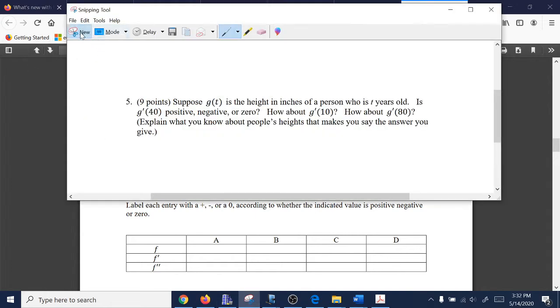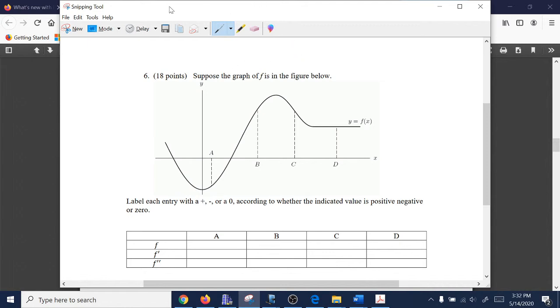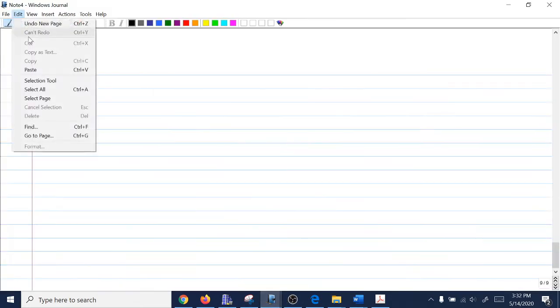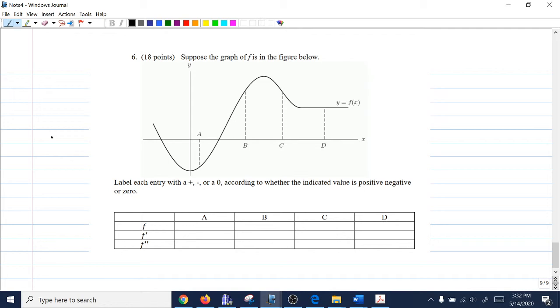I want to label these things positive, negative, 0. Copy. Paste. It's a good question because it asks you to think about a lot of stuff, but it doesn't take any time at all. Is f positive or negative or 0 at these 4 points? Well, I'm asking, what is f of a? I don't have numbers on the y-axis to read off what the number is, but I can see I'm below the x-axis. This is going to be a negative number.